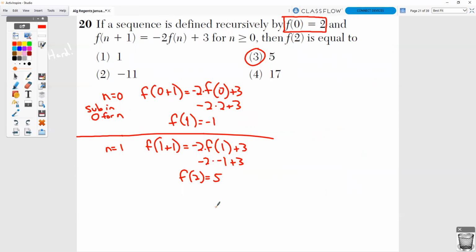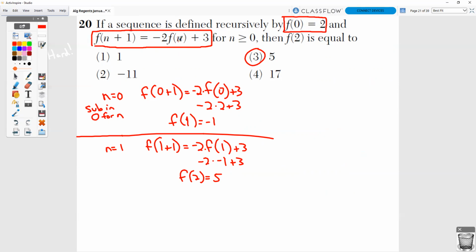In question number 20, you're looking at a sequence. This is a hard question. They tell you that the f of 0 equals 2. They want to know what the f of 2 is. So if I sub in my 0 for the n into this equation, this is the equation that we're looking at here.